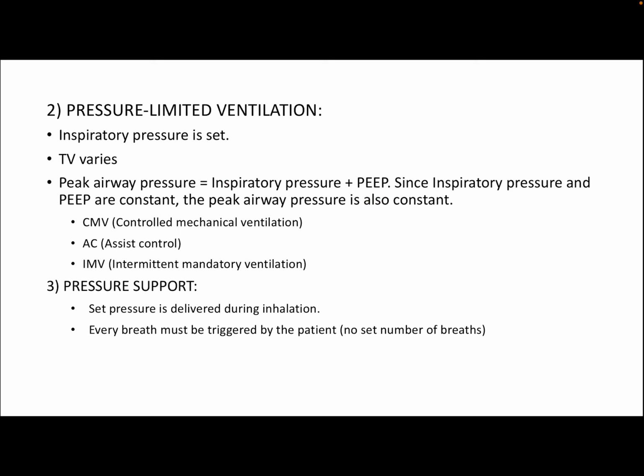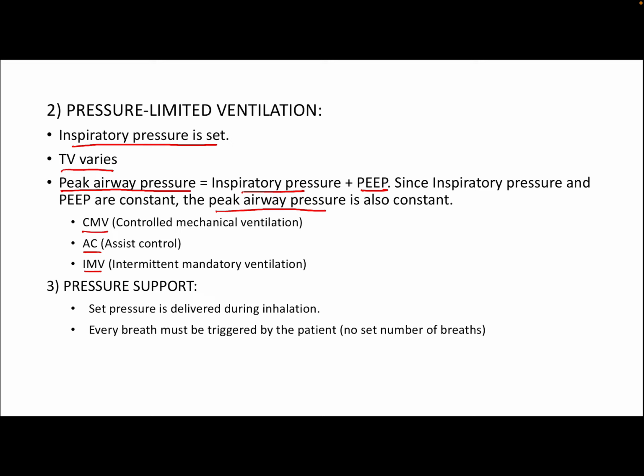In pressure limited ventilation, the inspiratory pressure is set, so the tidal volume will vary. In this case, we have something called the peak airway pressure, which is basically the inspiratory pressure plus the PEEP, which is the pressure that is within the alveoli. So inspiratory pressure plus PEEP is peak airway pressure. And here, since we are setting the pressure, the inspiratory pressure and the PEEP are kept constant and set, so the peak airway pressure is also constant. And in pressure limited ventilation also you have three types, that is CMV, AC and IMV.